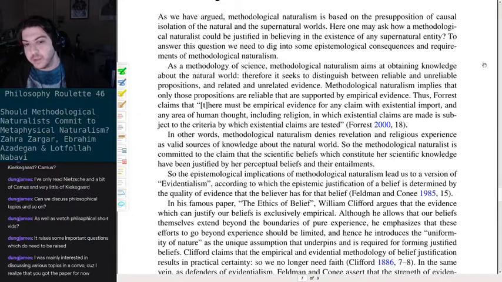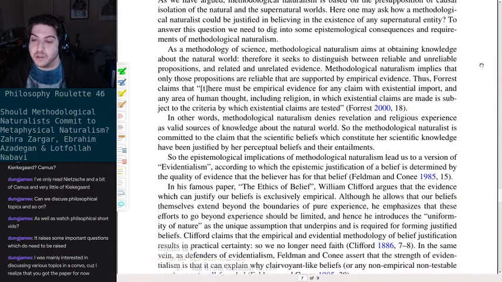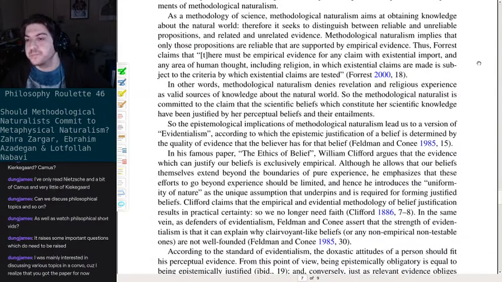Methodological naturalism implies that only those propositions that are supported by empirical evidence are reliable. Thus, Forrest claims that there must be empirical evidence for the claim with existential import, and any area of human thought, including religion, in which existential claims are made, is subject to the criteria by which existential claims are tested. Well, this seems like a very strong claim, actually. I mean, why does everything have to be so according to your, like, what exactly, how our existential claims are tested is going to be contentious.